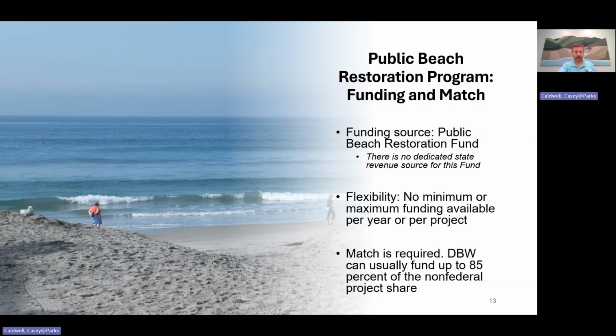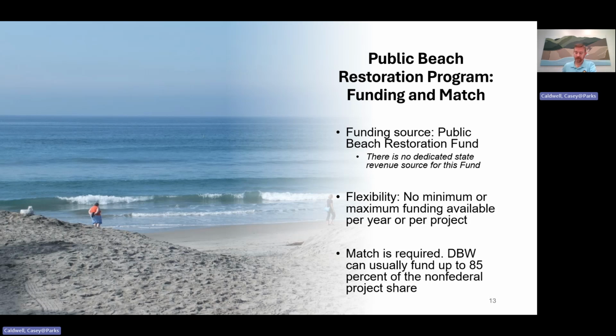Looking at some factors affecting funding availability, a state fund called the Public Beach Restoration Fund is a source of grant funds for this program. However, there is no dedicated revenue source for this fund. So again, funding levels each year are unpredictable, and no amount of annual program funding is guaranteed. As with the Shoreline Erosion Control Program, there's no established minimum or maximum amount of grant funds available per year or per project. So again, that gives us some flexibility in what we can fund each year.